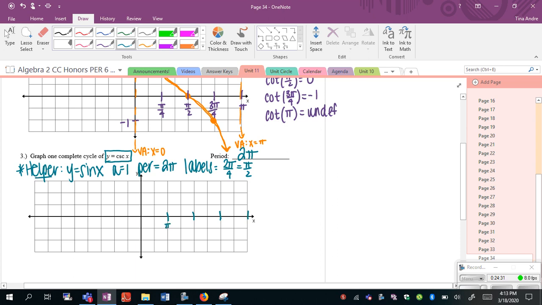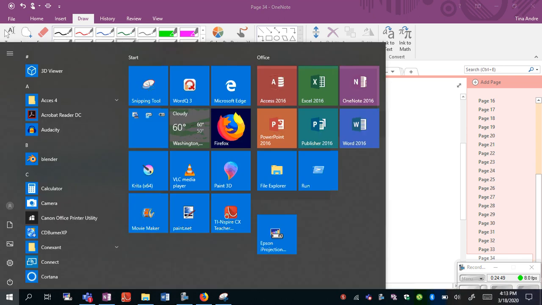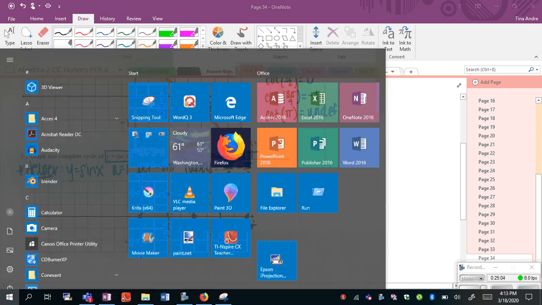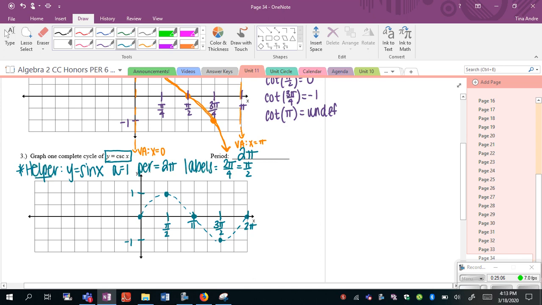So pi over 2, these are going to take me around the unit circle. So pi over 2, pi, 3 pi over 2, and then back to 2 pi. Again, I can list those out if I need to. And then this is going to be up at 1, down at negative 1, and I'm going to go ahead and graph sine. So sine starts at 0, goes up 1, back to 0, down to negative 1, back to 0. I'm going to graph this dotted because this is my helper. This is not the answer to the question. This is not the graph of cosecant. Instead, that's just my helper.